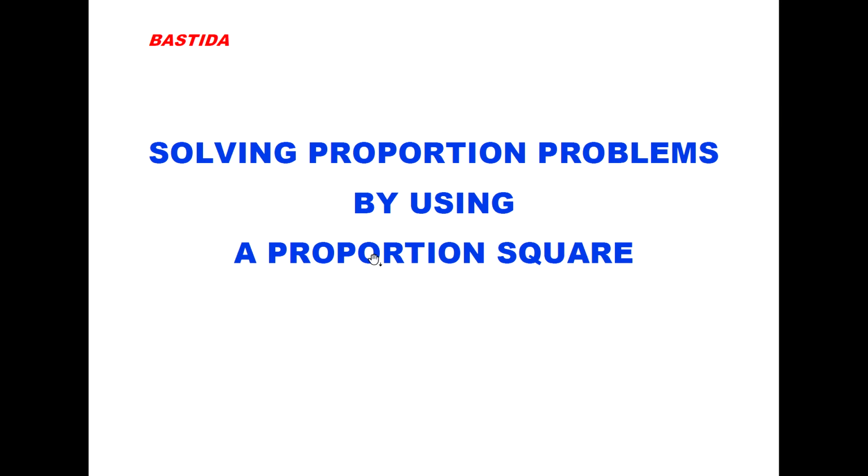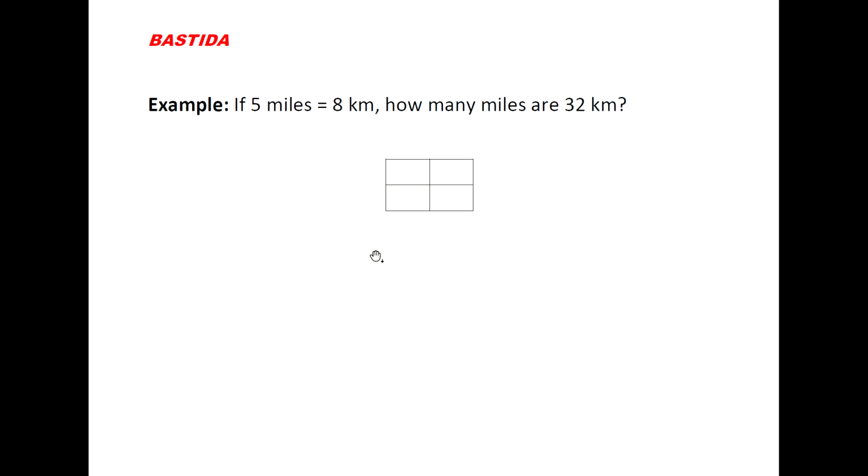Hello, in this video we are going to learn how to solve proportion problems by using a proportion square. And to do that we are going to use this simple example. We are going to use this simple question that is clearly a proportion question because the more the miles, the more the kilometers. And the variation is proportional. Okay? And this is a proportion square.